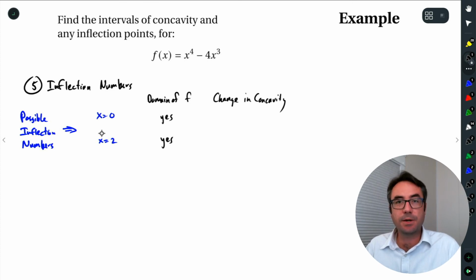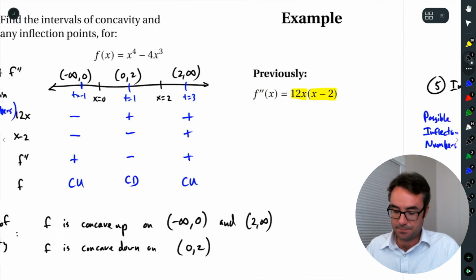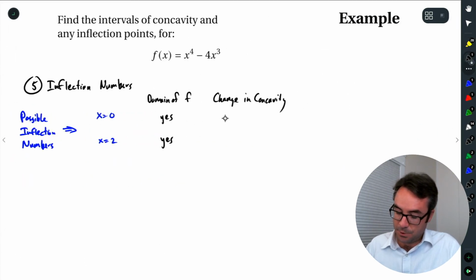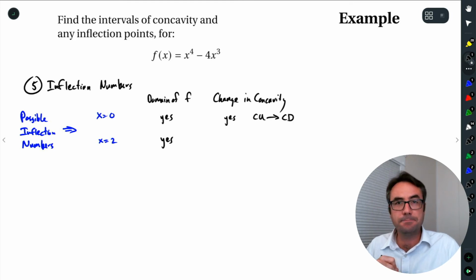So let's go back to our sign chart and see, is there a change in concavity at x equals 0? Well, what happens? Here's x equals 0 right in here. And what's happening? On the left side, we're concave up, and then on the right side, we're concave down. So yeah, there is a change in concavity. We went from being concave up on one side to concave down on the other side. So that means x equals 0 actually is an inflection number. We do have an inflection point there.